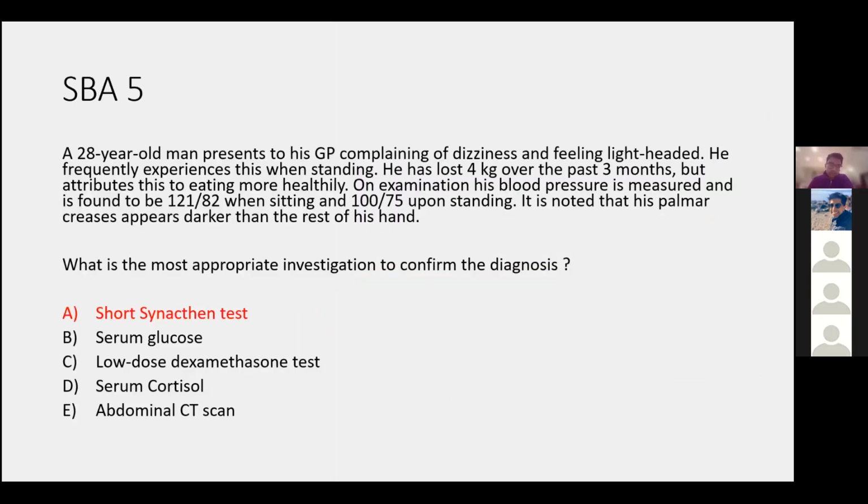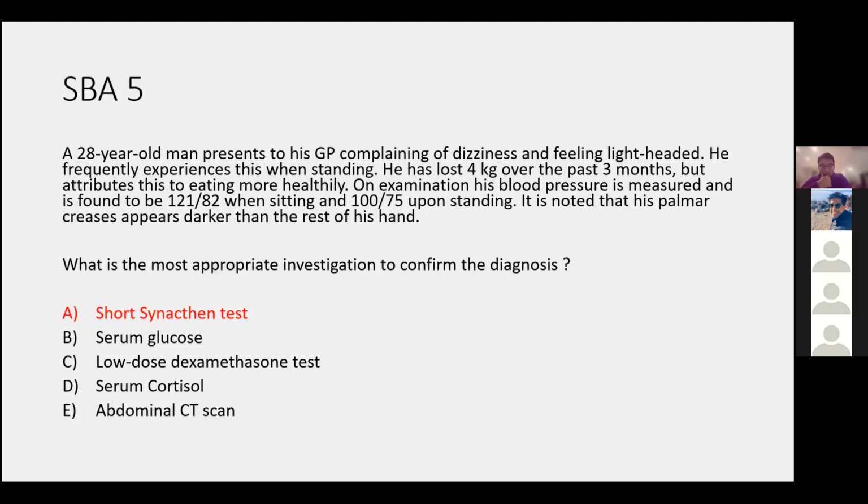So another question. A 28-year-old gentleman presents to the GP with dizziness and lightheadedness, with frequent episodes of this when he stands. He's lost 4 kilograms over the past 3 months, but thinks this is because he's eating more healthily. On examination, you find that he's got a postural drop in his blood pressure, and you see that on his hands, his palmar creases are actually darker than the rest of his hands. So this patient has typical features of adrenal insufficiency. And I'll talk a bit more about these later on.